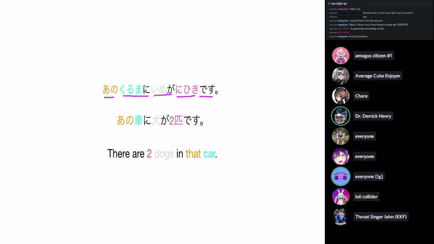And again, as I'd mentioned, you can move words around a little to use imas instead of des. So, you could say something like ano kuruma ni 2匹犬がいます or something like that. Either would be equally polite, equally correct, so it's just a preference thing.